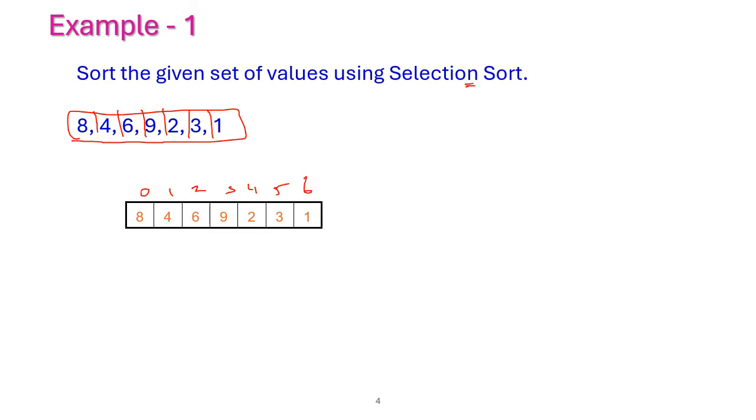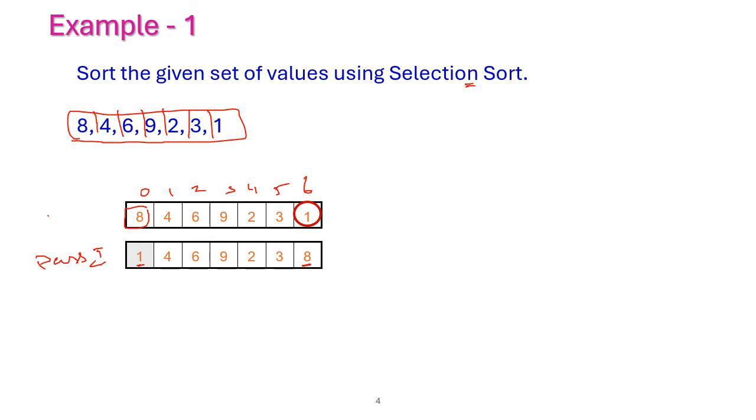Which is the first step? We need to find the smallest value in the list. See, which is the smallest value? 1 is the smallest value, and we need to exchange the first position value 8 with the 1. See, the 8 will be replaced with the 1. So at the end of pass 1, the smallest value gets its right position.